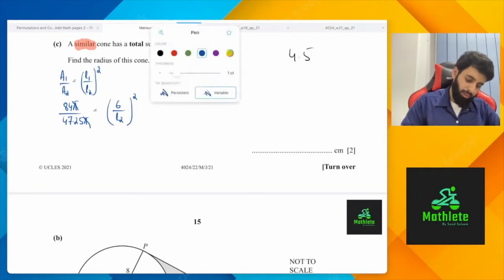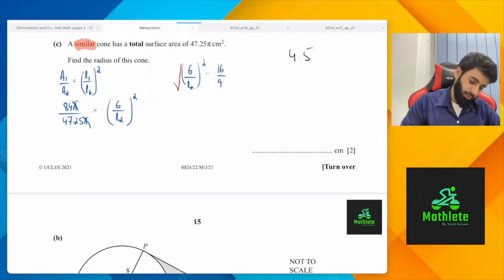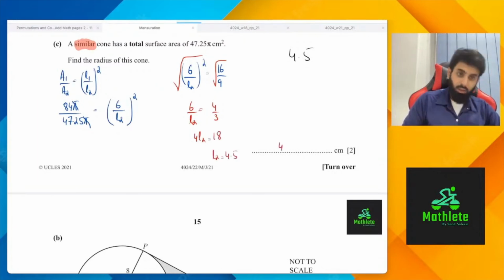Now you know what we're going to do next, right? We're going to take the square root on both sides. So you have 6 upon L2 is equal to 4 upon 3. Cross multiply, so 4 times L2 is equal to 18. L2 is equal to 18 upon 4, which is 4.5. There you go, 4.5 is the answer.